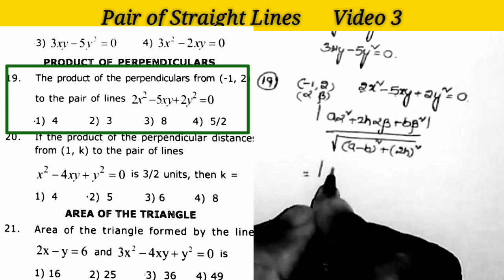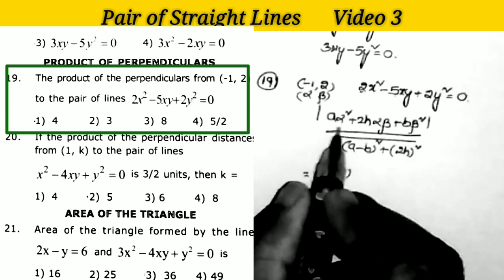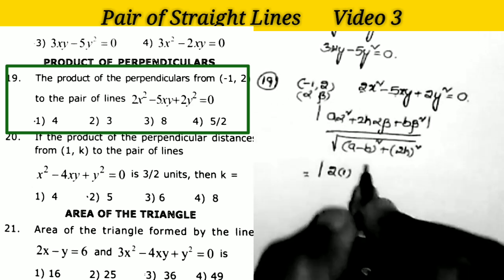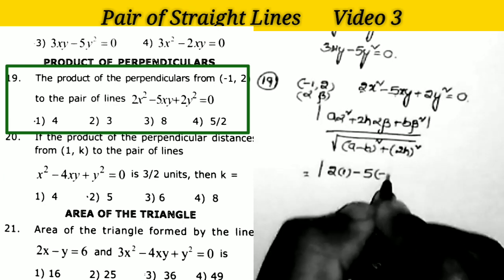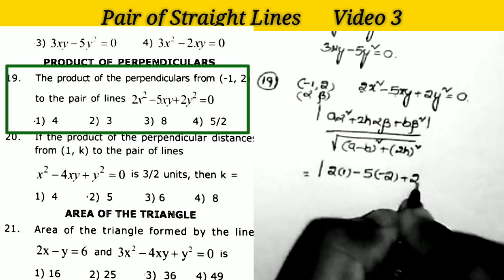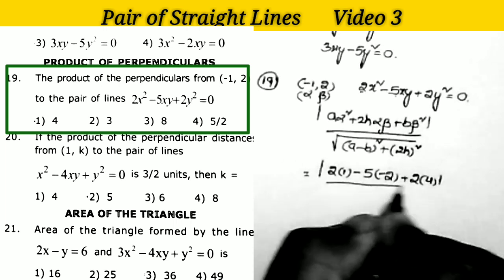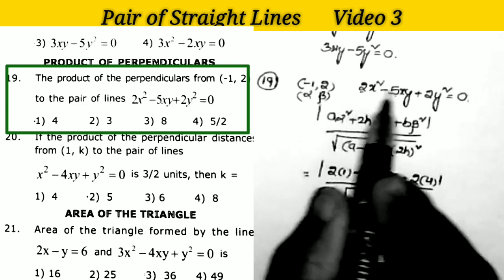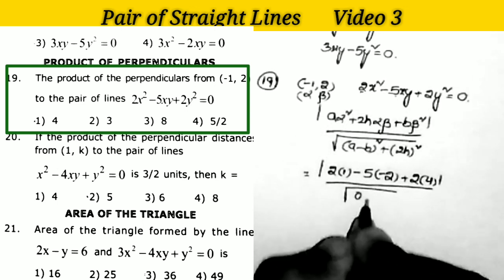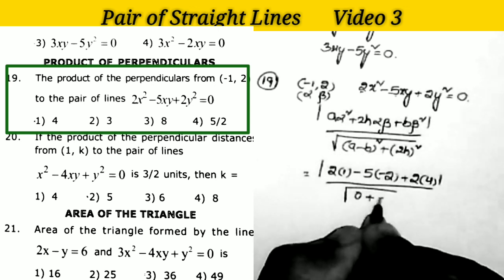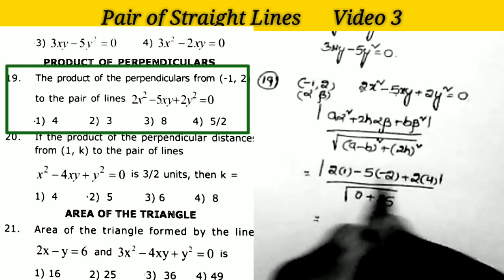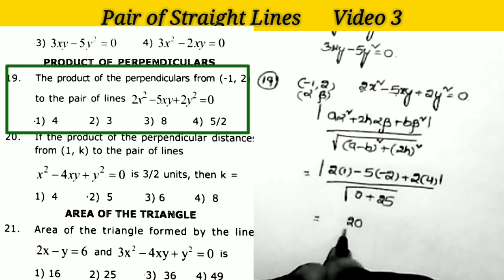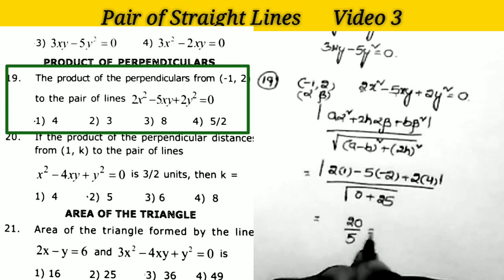Now replacing the values. a into α², a is equal to 2, α is equal to -1. 2h is equal to -5, α into β is equal to -2. b is equal to 2, β² is equal to 4. Square root of (a - b)², 2 minus 2, 0, plus (2h)², (-5)², that is 25. So numerator is equal to 10 plus 8 plus 2, 20 by root 25 is equal to 5. So answer is equal to 4 and that is the first option.